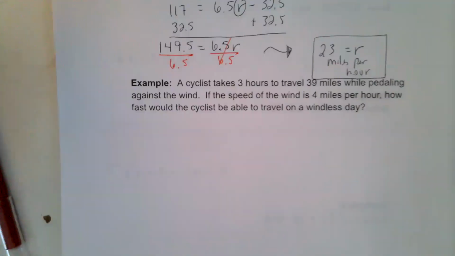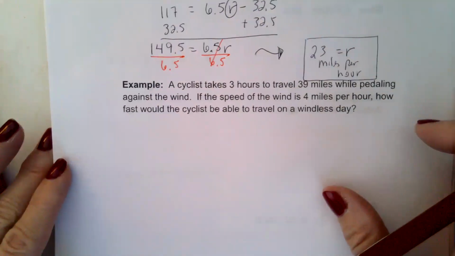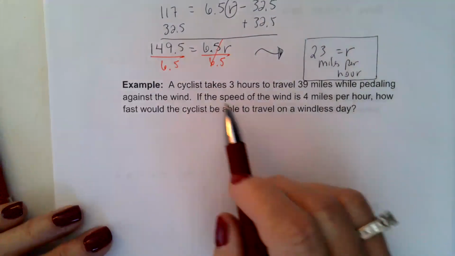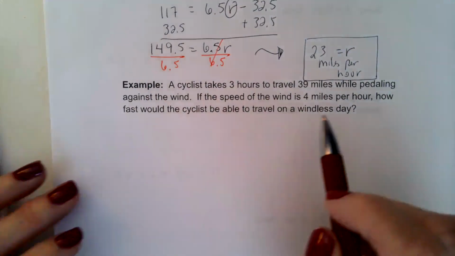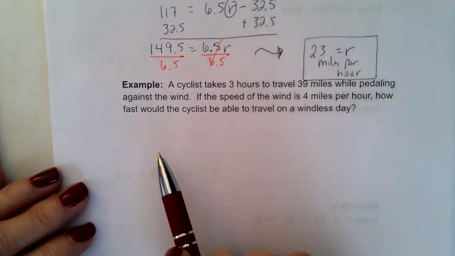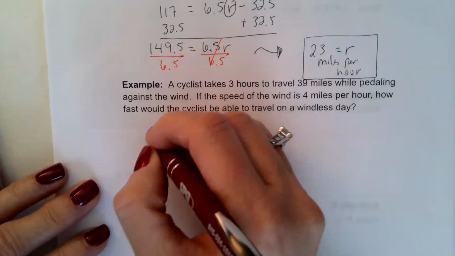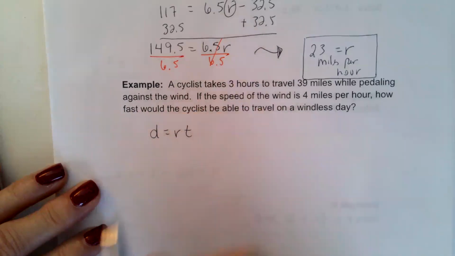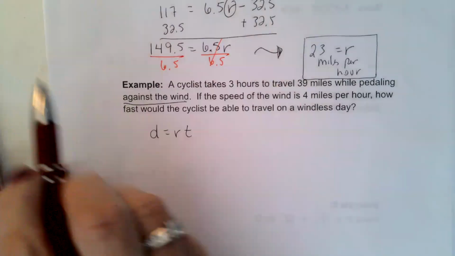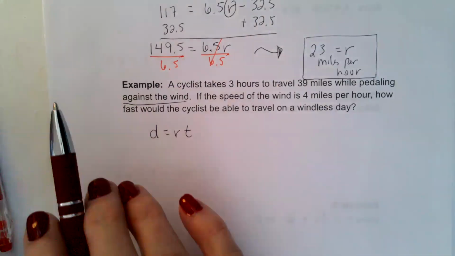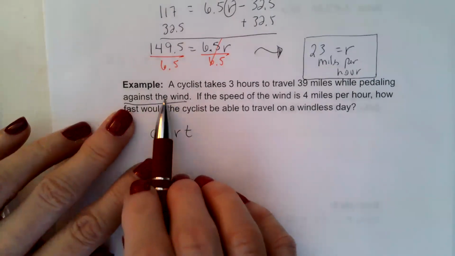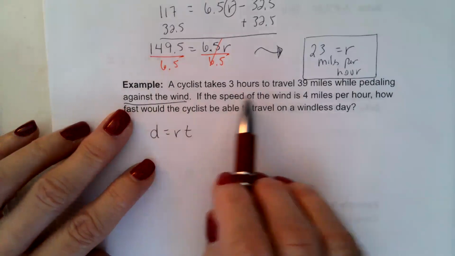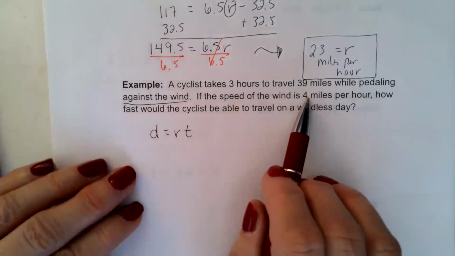Next example, a cyclist takes 3 hours to travel 39 miles while pedaling against the wind. If the speed of the wind is 4 miles per hour, how fast would the cyclist be able to travel on a windless day? Okay, so we've got another distance equals rate times time. And they said against the wind. So it's kind of like our last one where the current was slowing us down, and now it's the wind that is slowing us down. It's against the wind. So whatever our speed is, we have to subtract 4 because of the wind.